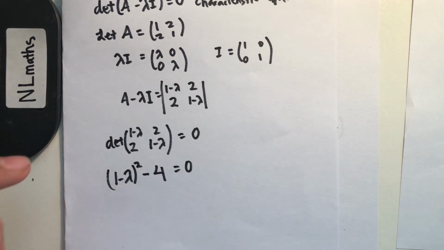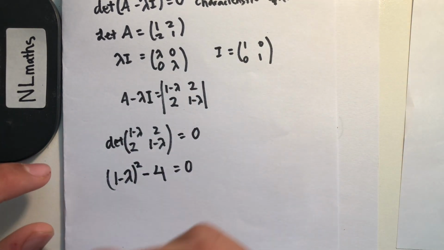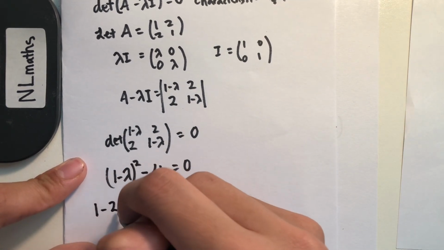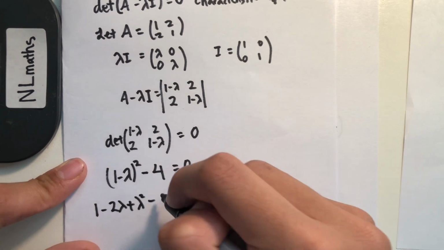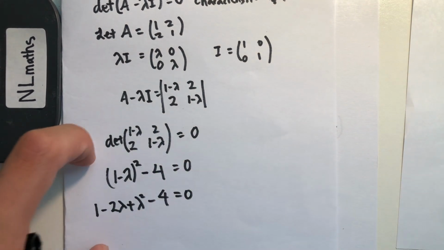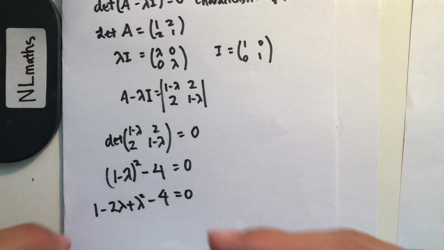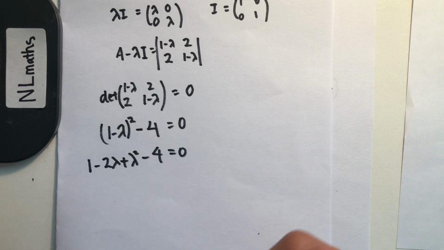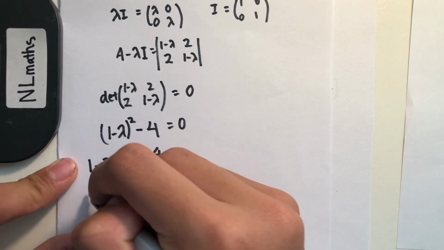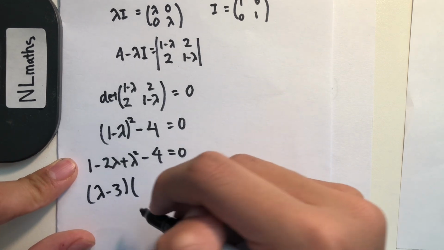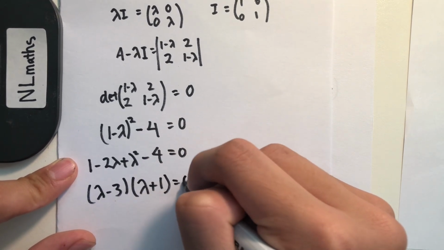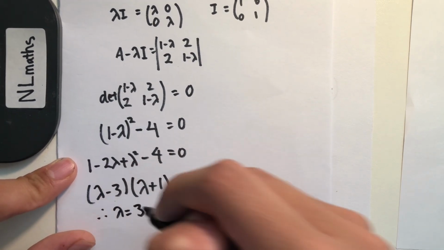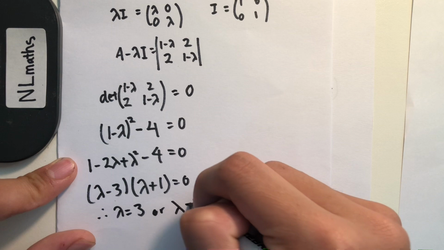So this is going to be a quadratic. And if I expand it using the identity a squared minus 2ab plus b squared, this is going to be 1 minus 2 lambda plus lambda squared minus 4 equals 0. Now, I'm not going to waste your time on this particular equation. It's simply a quadratic equation, so I'll solve it for you. It's (lambda minus 3) times (lambda plus 1) equals 0. And therefore, that means that lambda equals 3 or lambda equals negative 1.